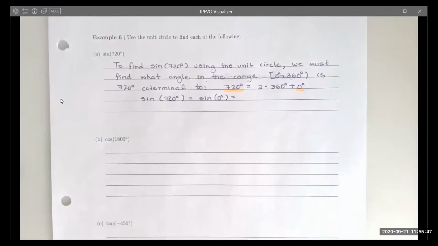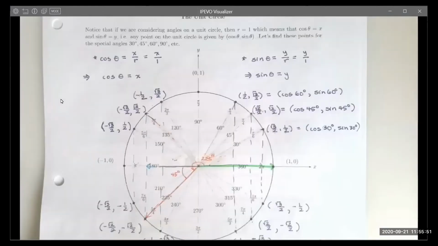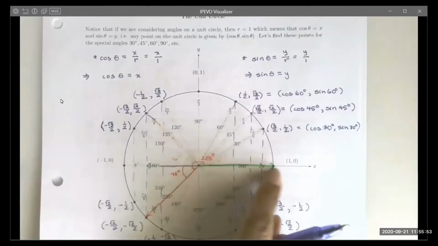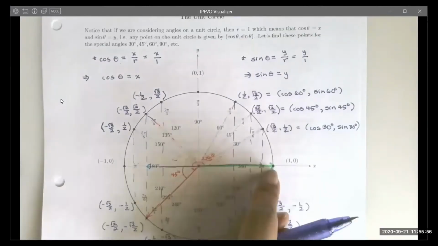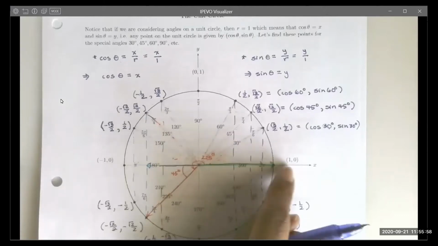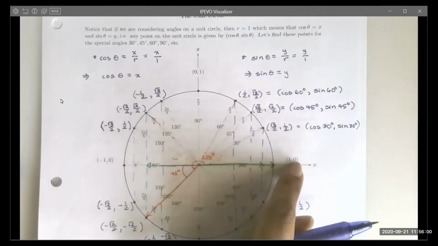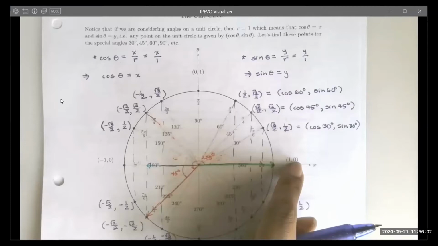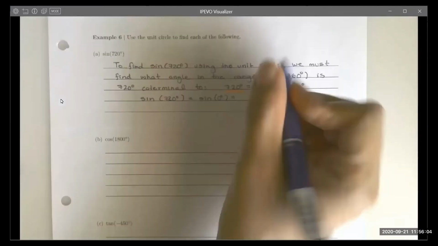Now at this point, we can go and look at the unit circle. Here is 0 degrees, when the angle doesn't open at all. I'm trying to find sine, which is the y coordinate, so that would be 0. So this is 0.